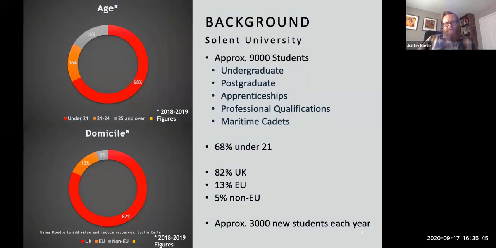So a little bit of background about Solent. We've got approximately 9,000 students made up of a mixture of undergraduate and postgraduate. We now do some apprenticeships, and we have Warsash Maritime Academy, so we have maritime cadets and professional qualifications as well. About 2/3 of our students are under the age of 21, and quite a large percentage are UK based, with a smaller amount from the EU and non-EU countries. And we get approximately 3,000 new students each year, depending on the demographic for the age group.